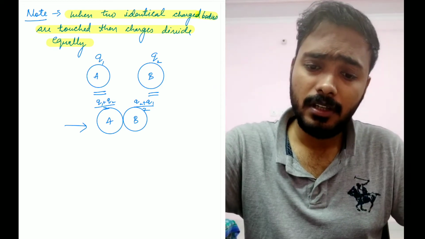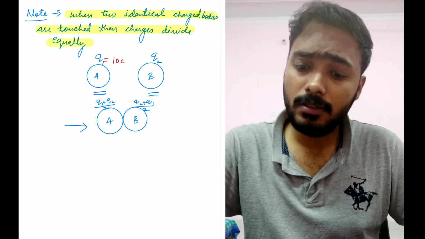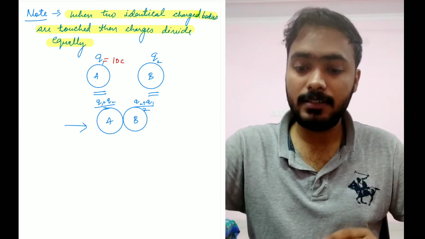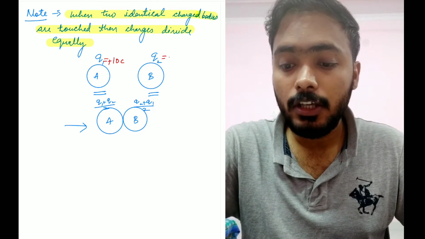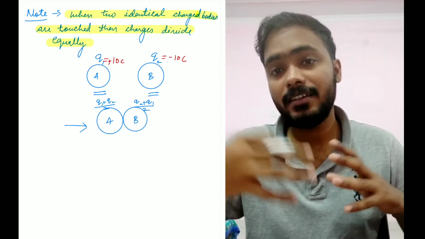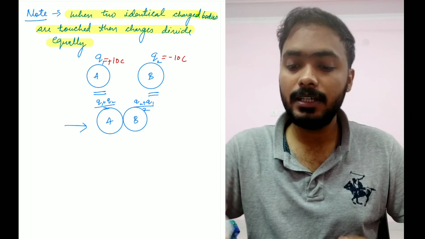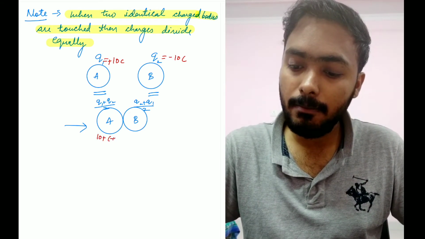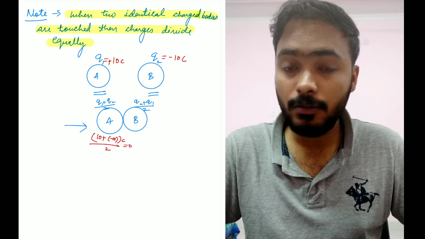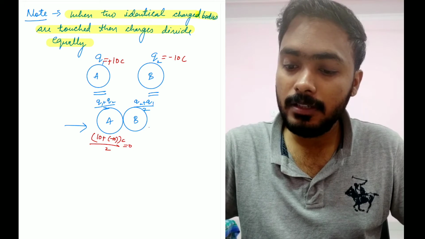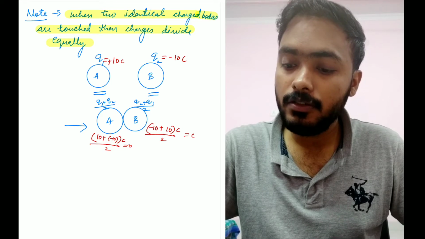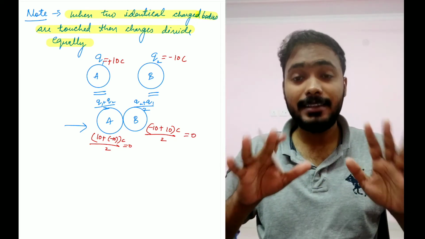We can take an example. Let's say Q1 was 10 Coulomb. Again, 10 Coulomb is a huge charge, I'm taking it for example's sake. So I have Q1 to be plus 10 Coulomb, Q2 to be minus 10 Coulomb. When they are touching, the charges will divide equally. So this will be 10 plus minus 10 Coulomb divided by 2, which will be 0. Very similarly here also, this will be minus 10 plus 10 Coulomb divided by 2. Answer will be 0. I hope that is understandable to you.